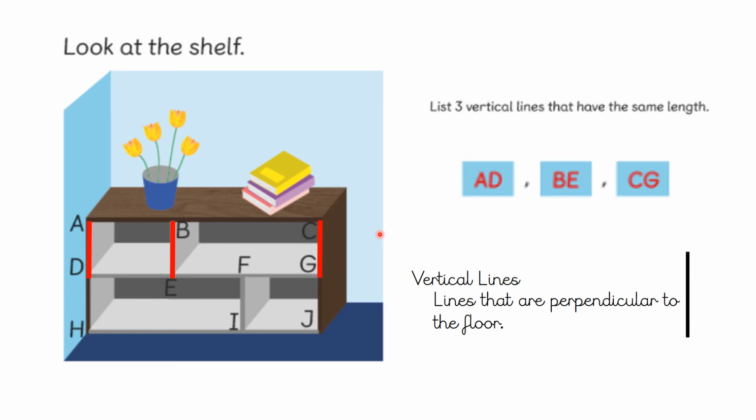You needed to say that these lines are all vertical because they are perpendicular to the floor, and we can also see that they are all the same length. So I am correct. Thank you for your help in proving that I was correct.